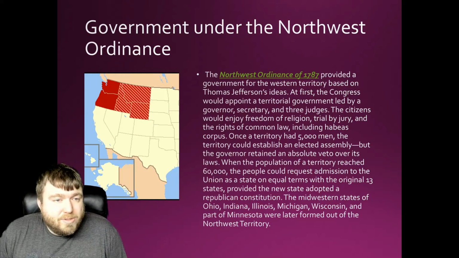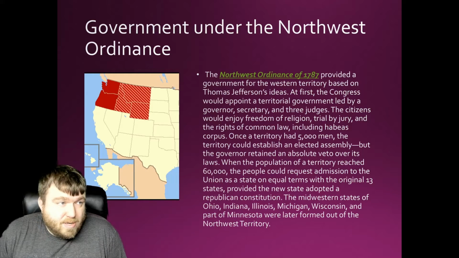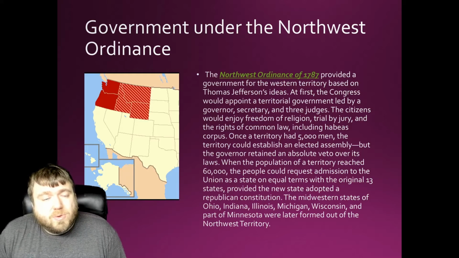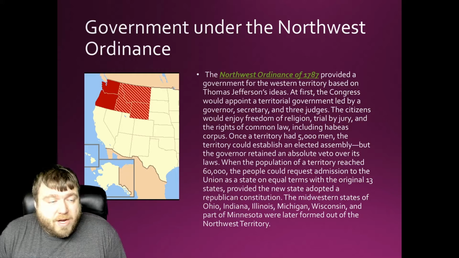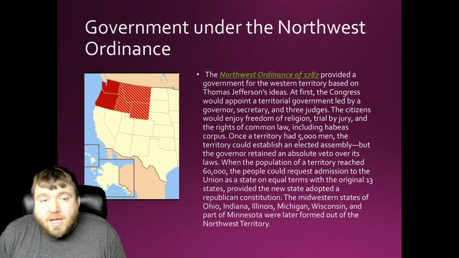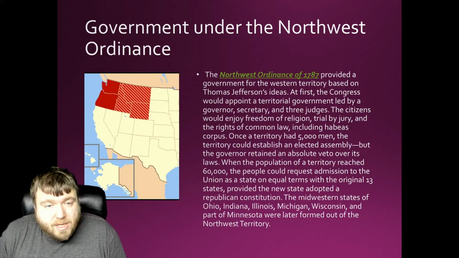Today we're going to continue talking about the Articles of Confederation and the time period that surrounds them. We're going to start off by talking about government under the Northwest Ordinance. The Northwest Ordinance of 1787 provided a government for the Western Territory based on Thomas Jefferson's ideas. At first, the Congress would appoint a territorial government led by a governor, secretary, and 3 judges. The citizens would enjoy freedom of religion, trial by jury, and the rights of common law, including habeas corpus.